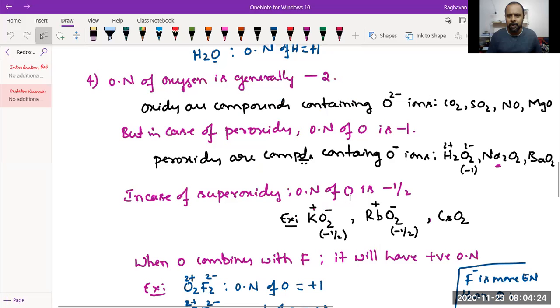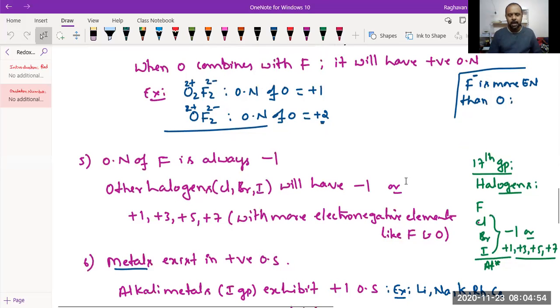Generally oxygen will be what oxidation state in all its compounds? -2, sir. -2. Where exactly will it have -1? Sir, in peroxide. Peroxide. There is something called superoxides also. What is the oxidation state there? -1/2. When oxygen combines with fluorine, oxygen will be negative or positive? Positive, sir. Because fluorine is more electronegative or less electronegative? More electronegative. So fluorine will be minus and oxygen will be plus.